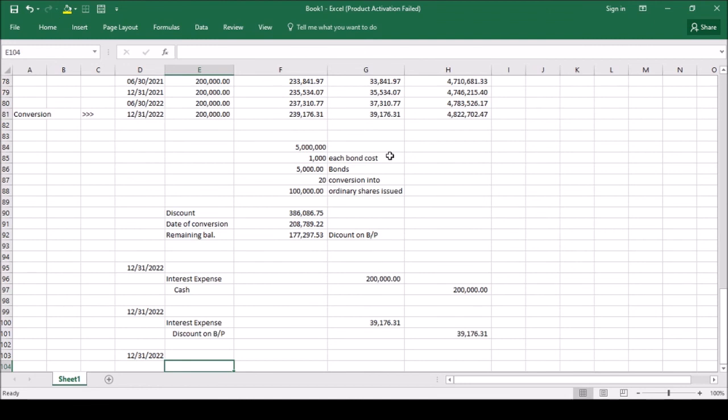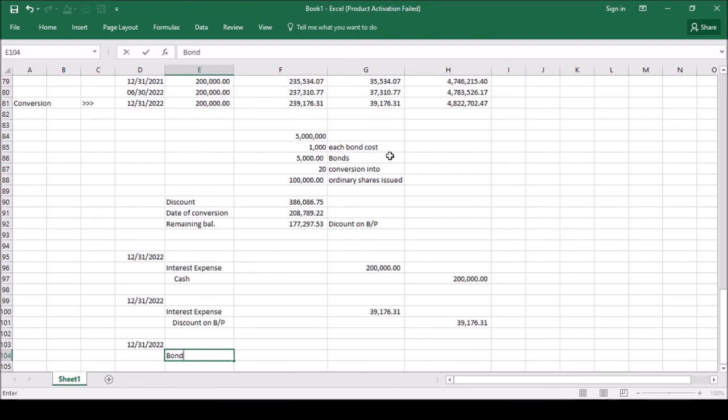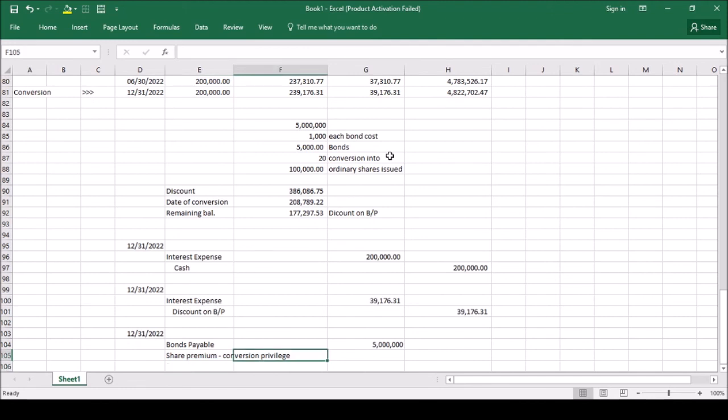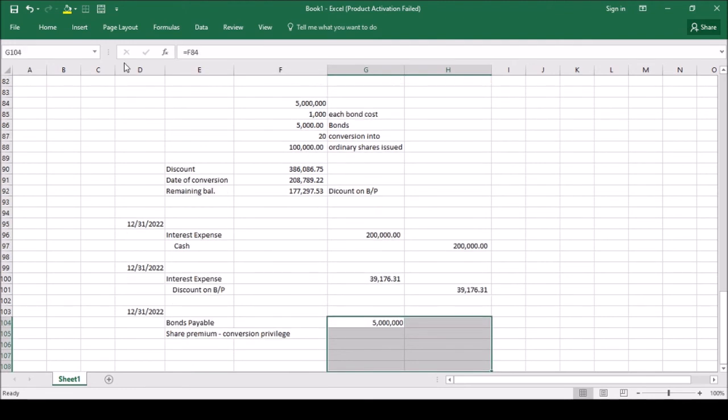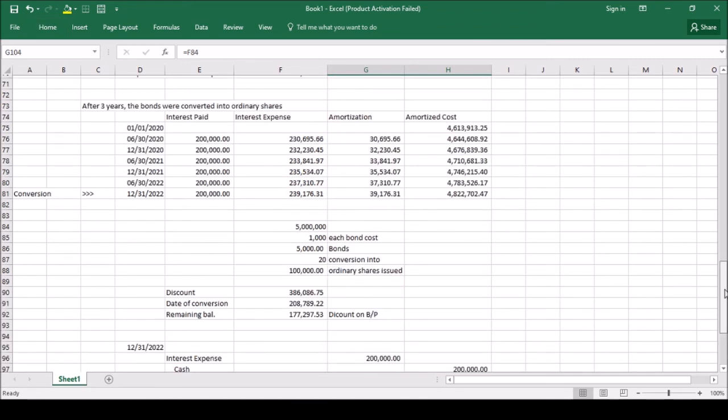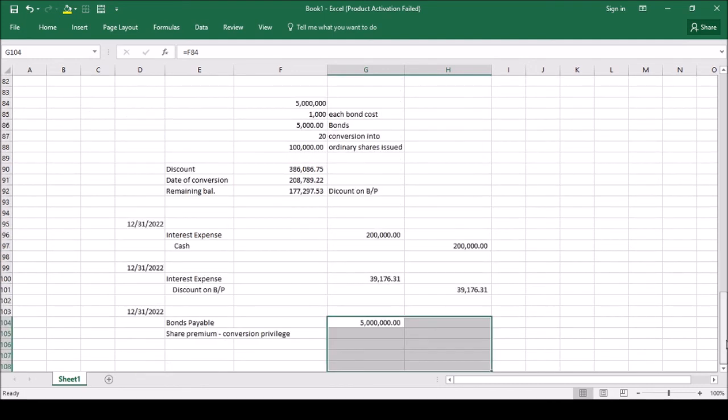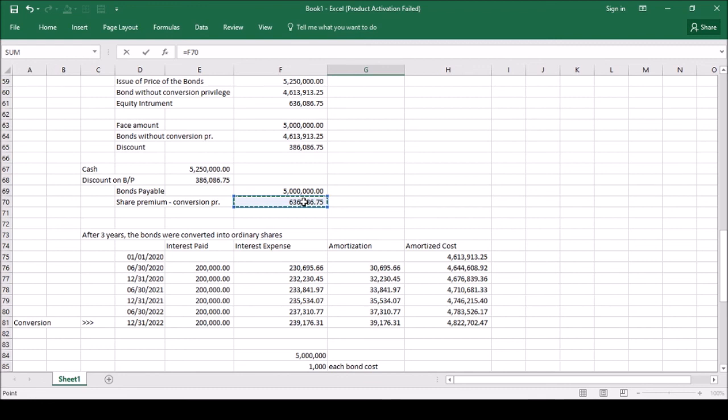Okay. Ngayon, paano po natin gagawan ng entry? Assuming all bonds payable were converted, so we will recognize the face value of the bonds. The face value of the bonds is 5 million. Kasama din po natin i-recognize yung share premium conversion privilege. Okay? Kasi lahat, di ba? Conversion privilege. Okay? Magkano yung conversion privilege natin na na-compute in this particular case? Okay, tingnan natin sa taas. The conversion privilege na na-compute natin was 636,086.75. Okay? Sige. Yun po yung convert. Kasi lahat naman, i-convert. Okay? So, 636,086.